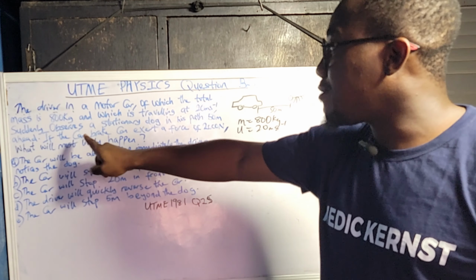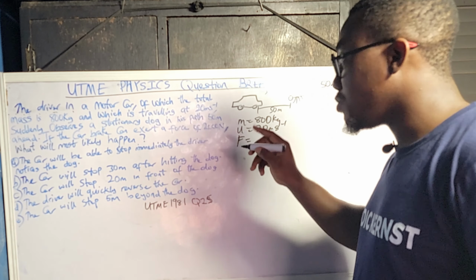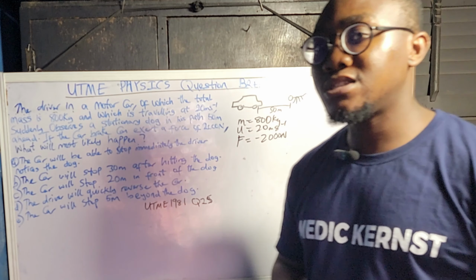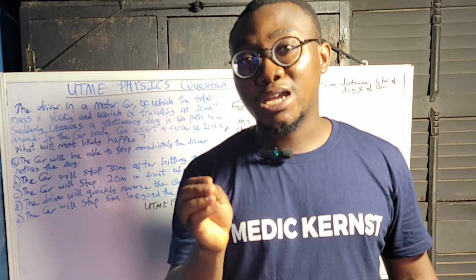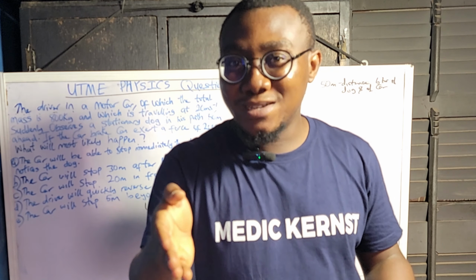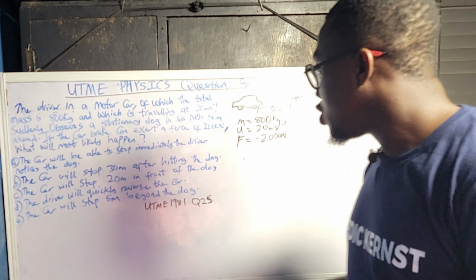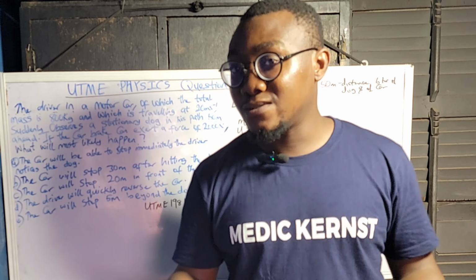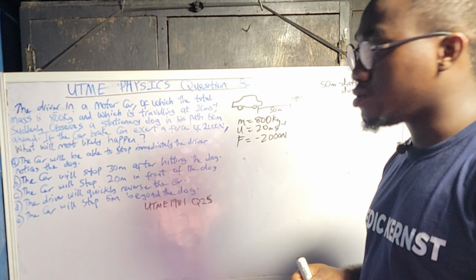So what else were we given? They said the car brake can exert a force of 2000 Newton. Now the force in this case, which is the force of the brake, will be minus 2000 Newton. Why is it minus? Because the force that a brake supplies is a negative force. It is the force that decelerates the car, and deceleration is negative acceleration. So a negative acceleration times the mass gives you a negative force. That's why the force exerted by the brake is minus 2000 Newton.